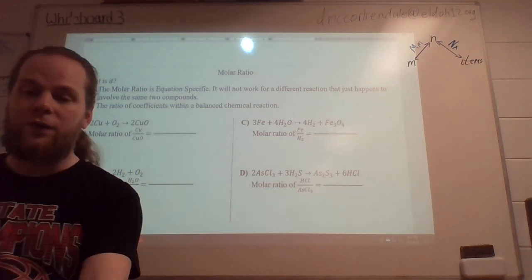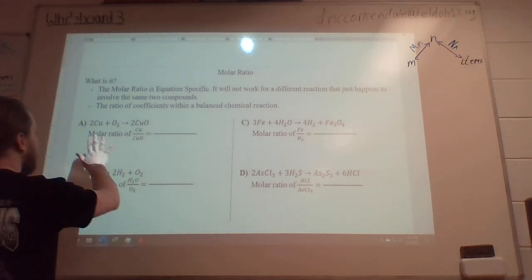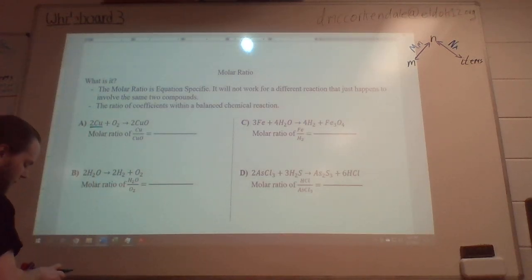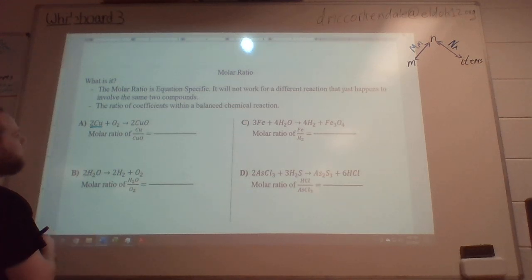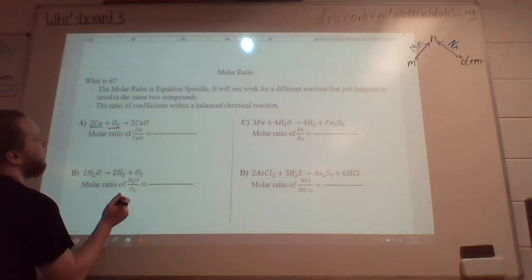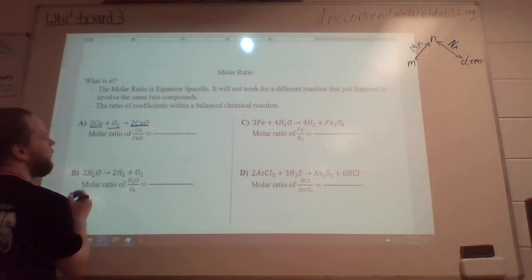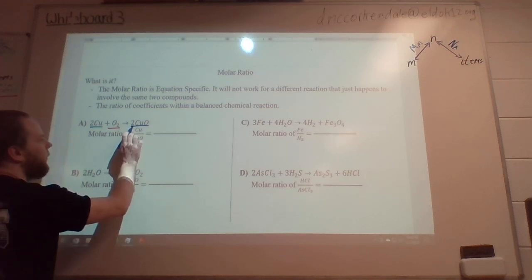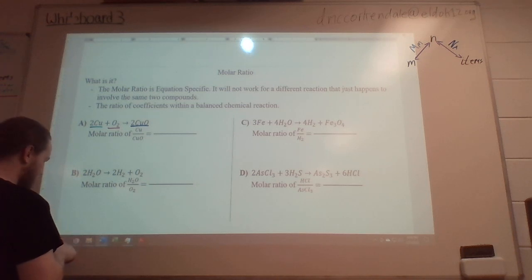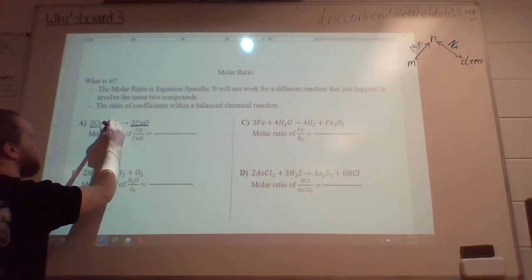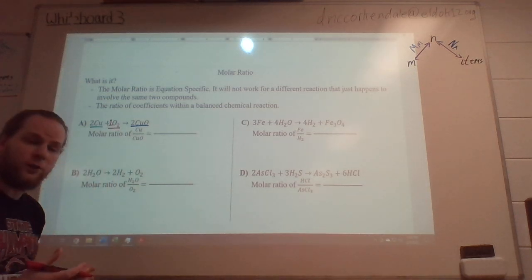So, if we consider this reaction here, where copper is one component, oxygen is our second component, and copper 2 oxide is our third component. Each one of these has a number in front of it when it's balanced. In the case of the oxide, it is an implied, but not actually written down, 1. Because we don't usually write those ones.